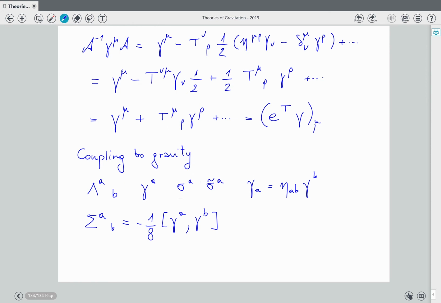And the range of transformations will be reduced from the general linear transformations which we were used to study so far, just to Lorentz transformations. So omega AB will be restricted to Lorentz transformations, because the Dirac action in gravity will be invariant under Lorentz transformation. Of course, it cannot be invariant under general linear transformations. Okay.